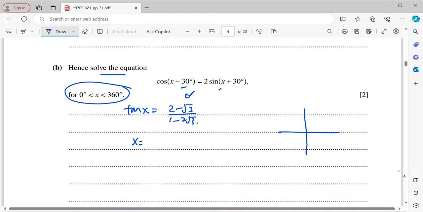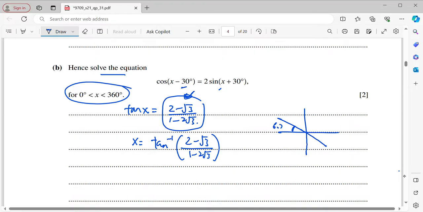This value is going to be negative. When you calculate this value, this whole value is negative. So therefore, it will be in the second and fourth quadrant. So now I will get the basic angle from the calculator, which is the inverse tangent of the right hand side. So here I will write inverse tangent of right hand side. So it's going to be 6.2 degrees. Here is also 6.2 degrees.